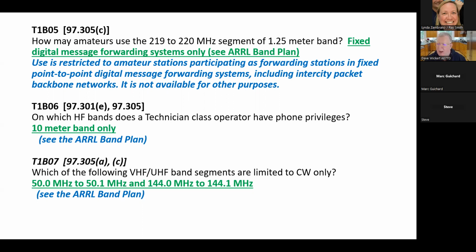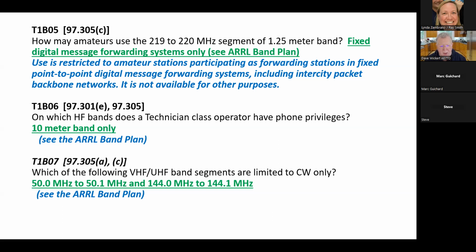But there is one band, the 10 meter band, where as a technician, you're allowed to have phone privileges. Most of the other HF bands, you only have Morse code or CW privileges as a technician. So if you want to learn Morse code, you can still use the HF bands, but you need to use Morse code. You can't use your microphone.